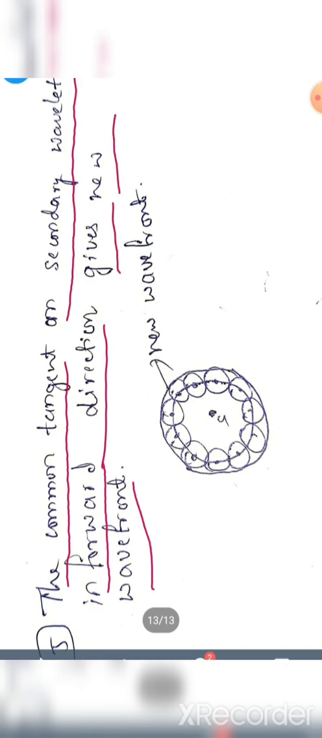So all these wavelets are called what? Secondary wavelets. The fifth point of Huygens principle is very interesting. It goes like this: the common tangent on secondary wavelets in the forward direction gives a new wavefront. As you can see, these are the secondary wavelets here, right? So the common tangent on secondary wavelets in the forward direction. So this is the common tangent.